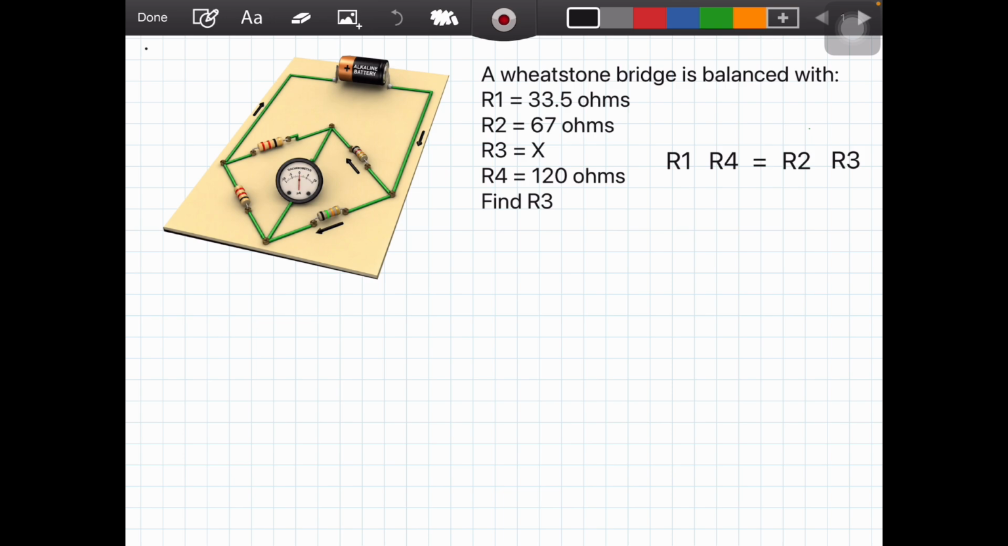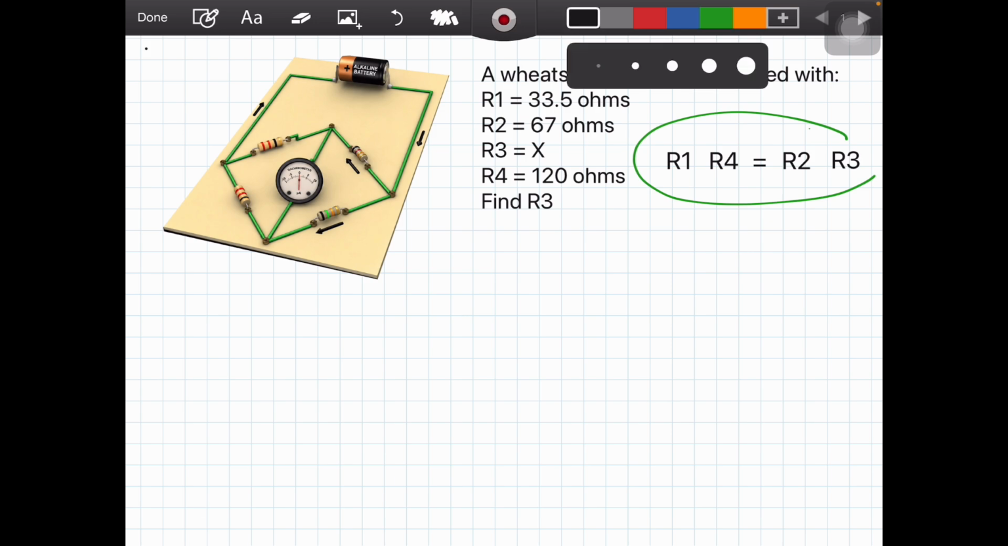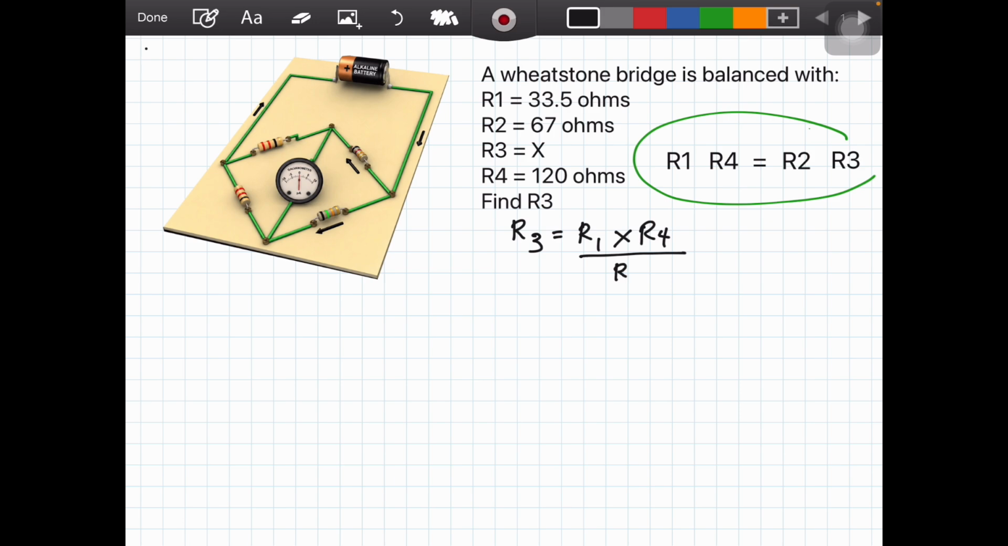As you can see, I am going to encircle again this following formula. R1 R4 is equals to R2 and R3, right? Now, we do cross multiplication, so we're looking for R3 as required, right? R3 is equals to R1 multiplied to R4 over R2, right? Then we write R3 again.